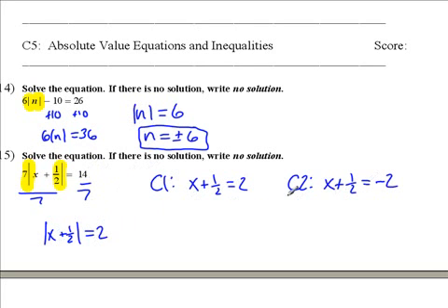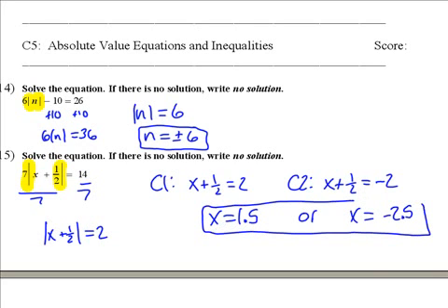So we can set this up. Subtract the 1/2 from both sides. 2 minus 1/2 is 1.5. So we've got case 1 solved. Subtract the 1/2 from both sides. Negative 2 minus 1/2 is negative 2.5. So here are my two solutions. X could be 1.5 or x could be negative 2.5. We weren't asked to graph, so we're done there.